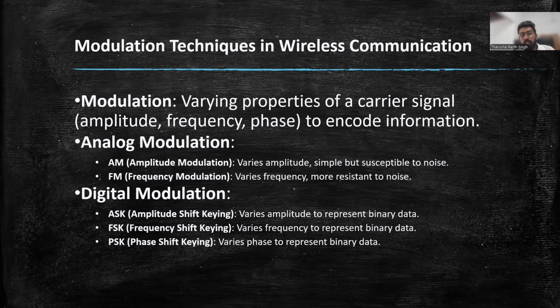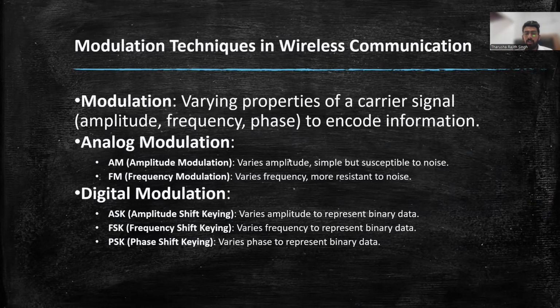FSK varies the frequency of the carrier signal to represent binary data. Different frequencies correspond to different binary values. FSK is more resistant to noise than ASK. PSK varies the phase of the carrier signal to represent binary data. Different phase shifts correspond to different binary values. PSK is widely used in modern communication systems due to its efficiency and robustness.